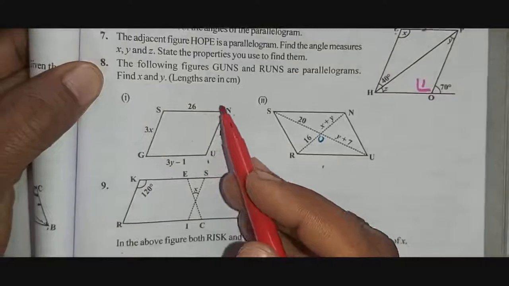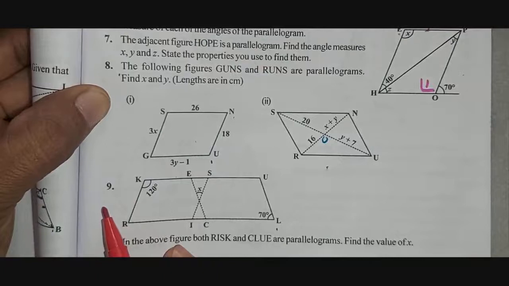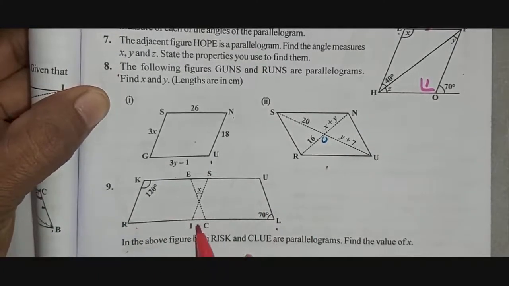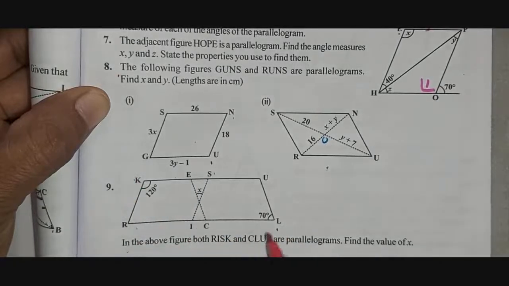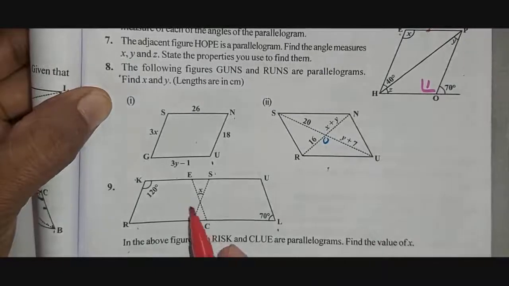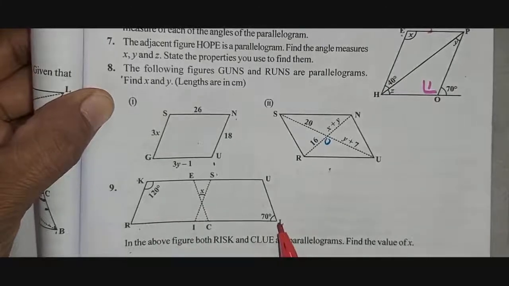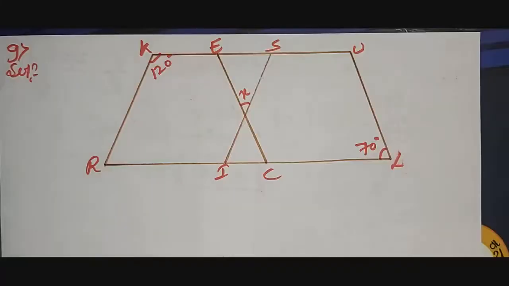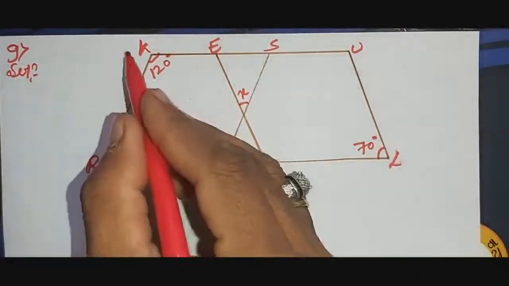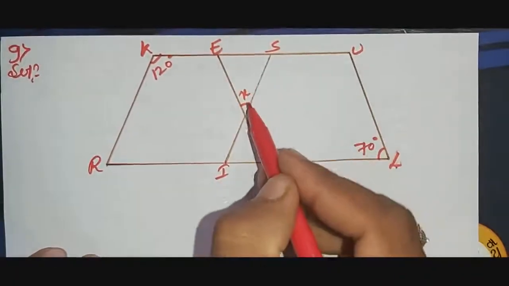Okay, dear students, now let us discuss the 9th question. Here they have given a figure. In the above figure, RISK is a parallelogram and CLUE is a parallelogram. We need to find the value of x here. They have given 120 degrees here and 70 degrees here.